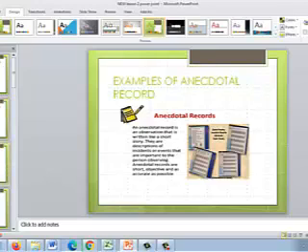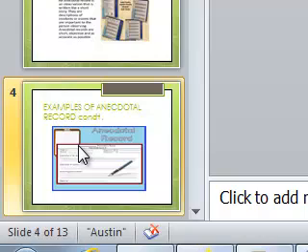Now, look at this example of anecdotal record, look at the picture. What can you see in this picture? You can see some notes, some things written in those notes, and it's trying to portray the meaning of anecdotal record. An anecdotal record is an observation that is written like a short story. Now look at another picture. Can you see it? That is another anecdotal record.